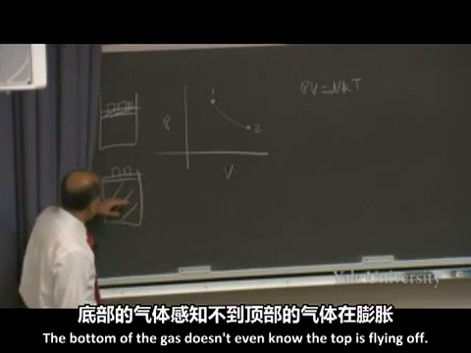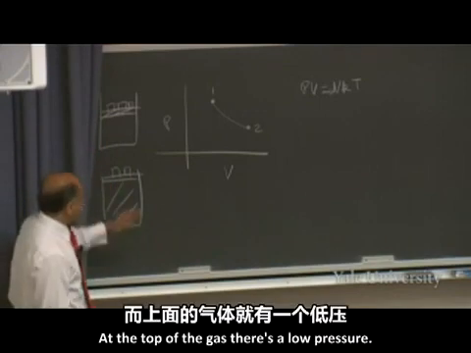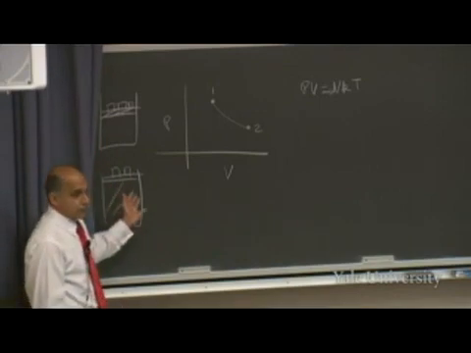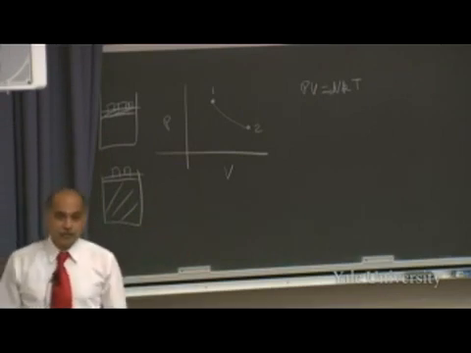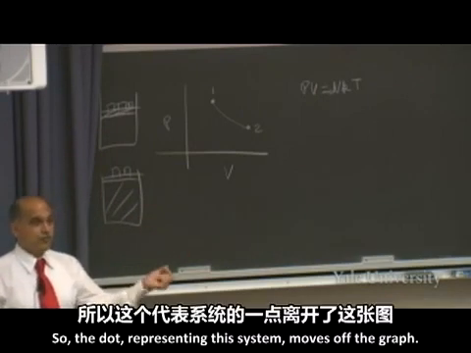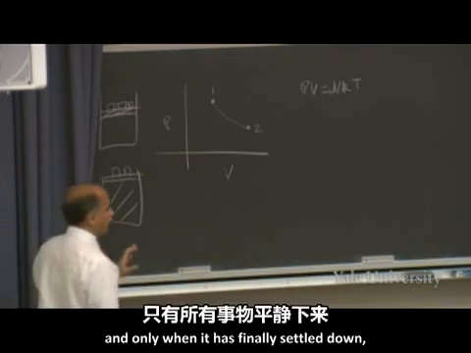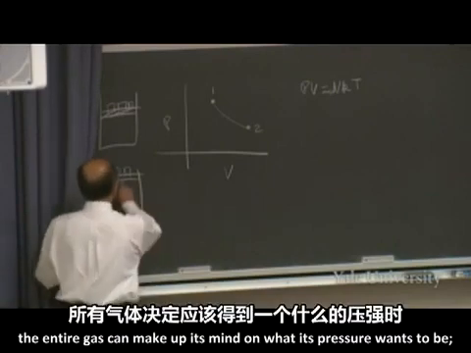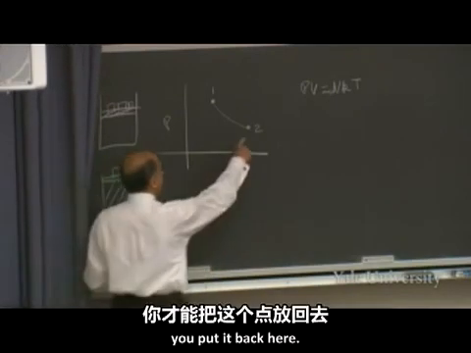The bottom of the gas doesn't even know the top is flying off. It's at the old pressure. And the top of the gas is at low pressure. So different parts of the gas at different pressure, we don't call that equilibrium. So the dot representing the system moves off the graph. It's off the radar. And only when it has finally settled down, the entire gas can make up its mind on what its pressure wants to be. We put it back here.